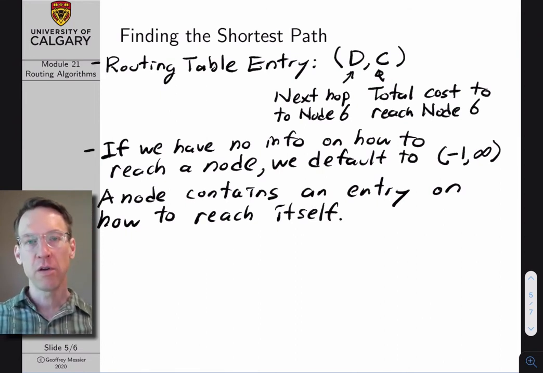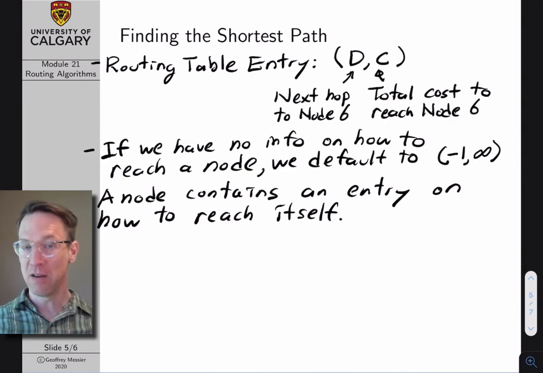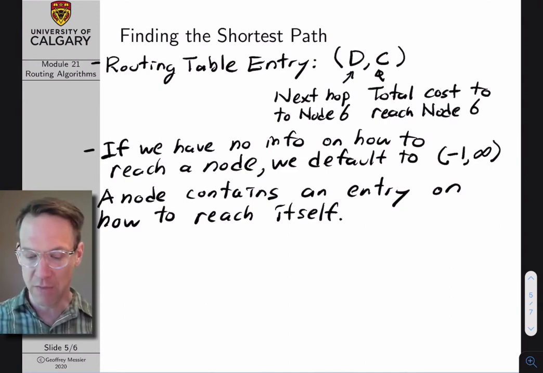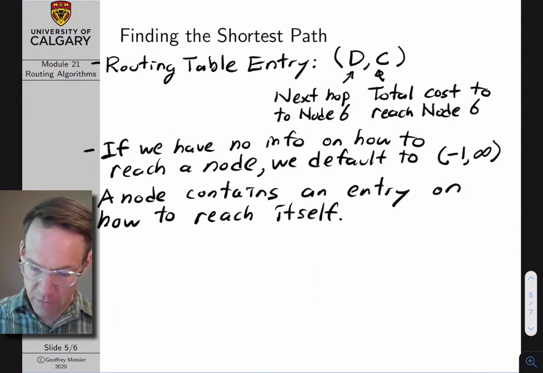So another aspect of the Bellman-Ford algorithm is it's important for a node to have an entry in its own routing table that represents how to reach itself, which seems kind of silly, but again, this is an important aspect of the algorithm. So for example, node 6 would have the following entry on how to reach itself.